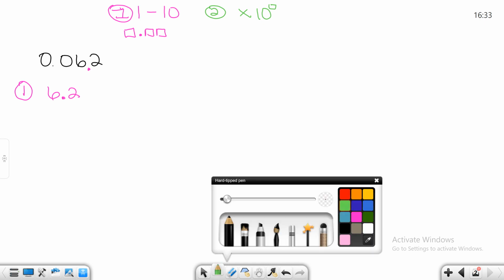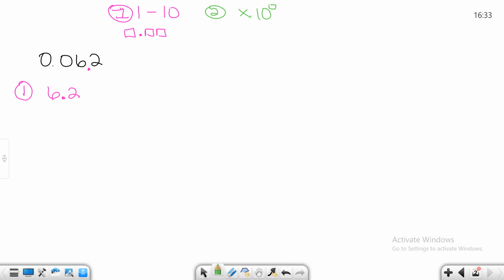My second rule is that now I'm going to count how many place values. But unlike larger numbers, where I was counting places to the right, in this case, I'm going to count to the left. -1, -2, until I get to this old decimal. So I'm going to put 6.2 times 10 to the -2.